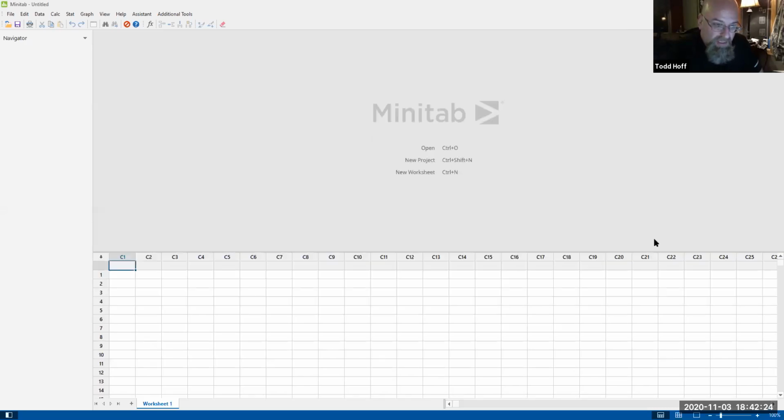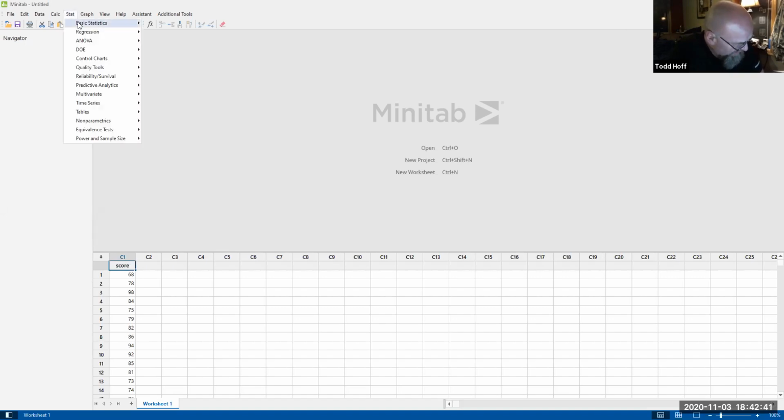MiniTab, actually, the same function that's going to do our confidence intervals is also going to do our hypothesis testing next week. So I'm going to copy in a set of numerical data here. This is scores on an assignment. You go to stats, then basic statistics.